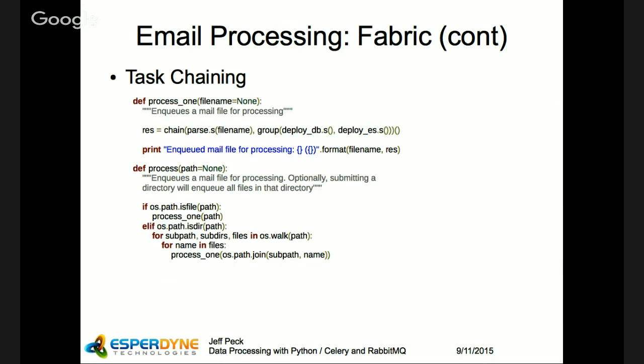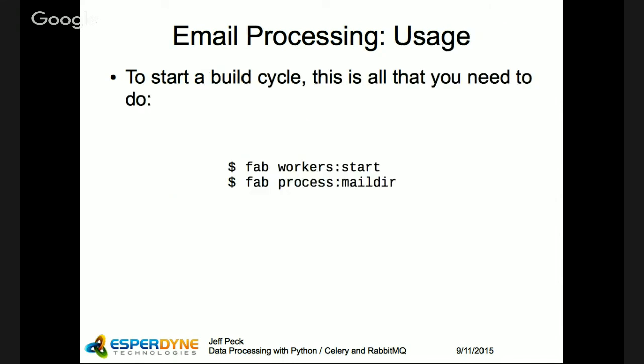So that's it. At the end, with all this, all you have to do to run your build cycle is start Celery. Once it's running, you don't have to ever start it again. Then just run fab process and point it at our mail directory. That's where the 500,000 emails are sitting, and they'll all nicely go into the queue. They'll start getting picked up by the workers and passed along. Very soon after, you should start seeing your database and Elasticsearch instance being populated with lots of Enron emails.